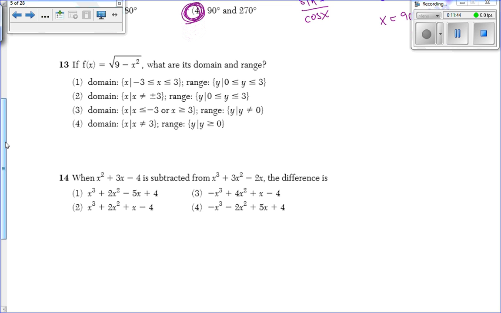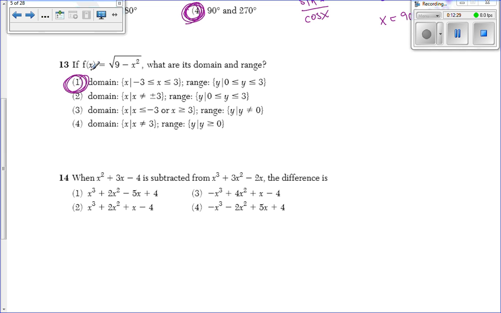Number 13, what is the domain and range of f of x equals the square root of 9 minus x squared? Well, what I would do is just start testing values. Put it in the graphing calculator if it helps you. And you will see that you can have any values of x that are between -3 and 3. And if I limit those things, then I have to limit my range to be between 0 and 3. So it's choice 1.